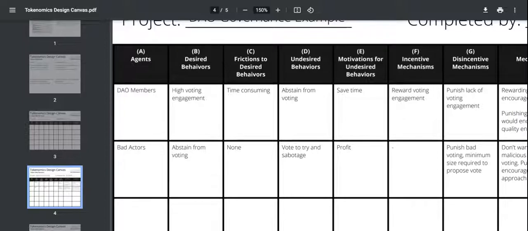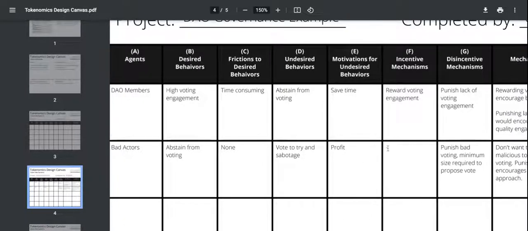We actually want this agent to be abstaining from voting. We don't want them voting. And there's not really any frictions to abstaining from voting. What we don't want them to do is vote and try to sabotage the protocol, right? We don't want them proposing bad votes or voting on bad proposals that are maybe trying to accrue them an unfair advantage or a bunch of economic resources or take over the DAO or just sabotage it because they're trolling. We don't want them to be voting and proposing votes. And their motivations for doing so are most likely profit, maybe some trolling, but overall profit.